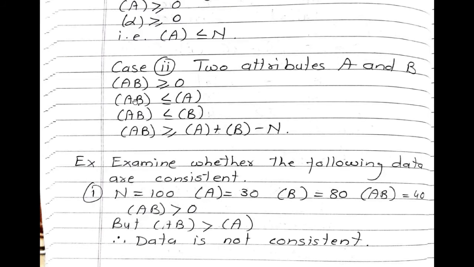Second condition: AB must be less than or equal to A. Value of A is 30 and value of AB is 40. But AB is greater than A, therefore the data is not consistent.